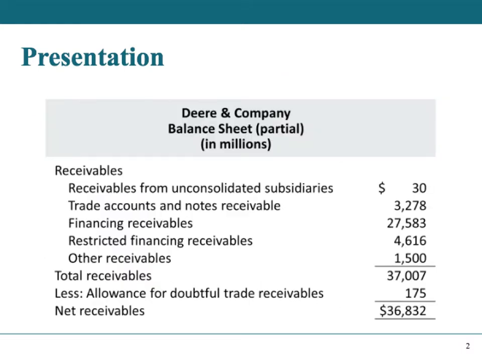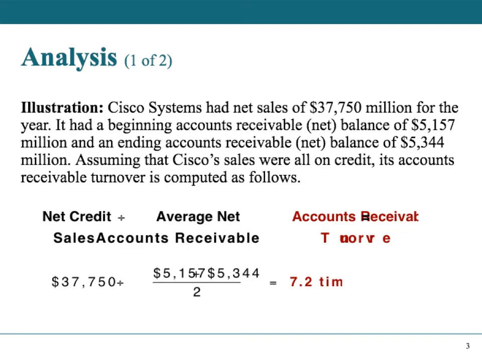So here's what it's going to look like. A whole bunch of receivables. You could have receivables from subsidiaries, trades, financing, restricted, etc. And see how it says less allowance and then net receivables. So that's the net realizable value I was talking about.